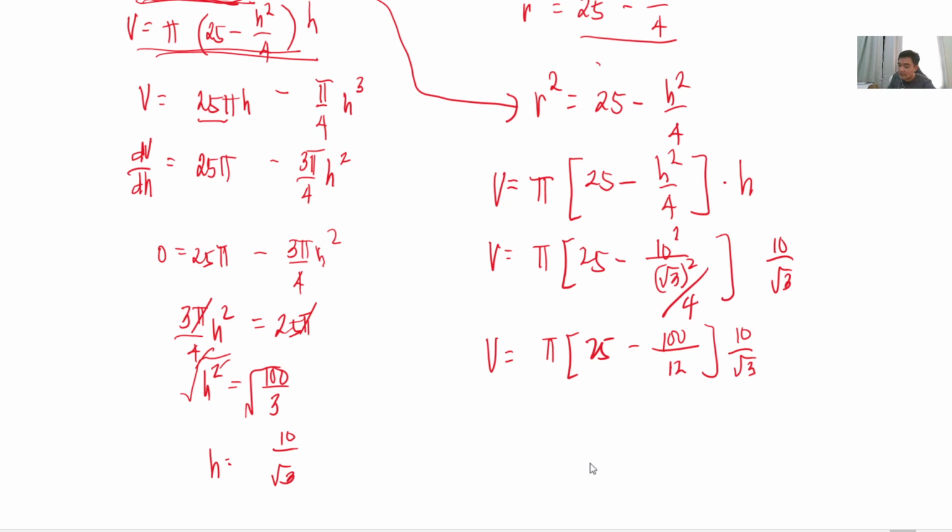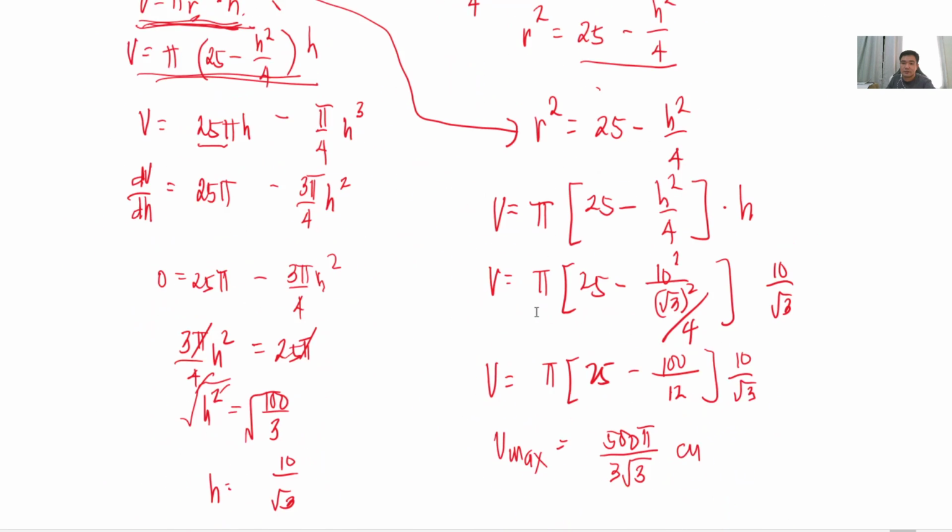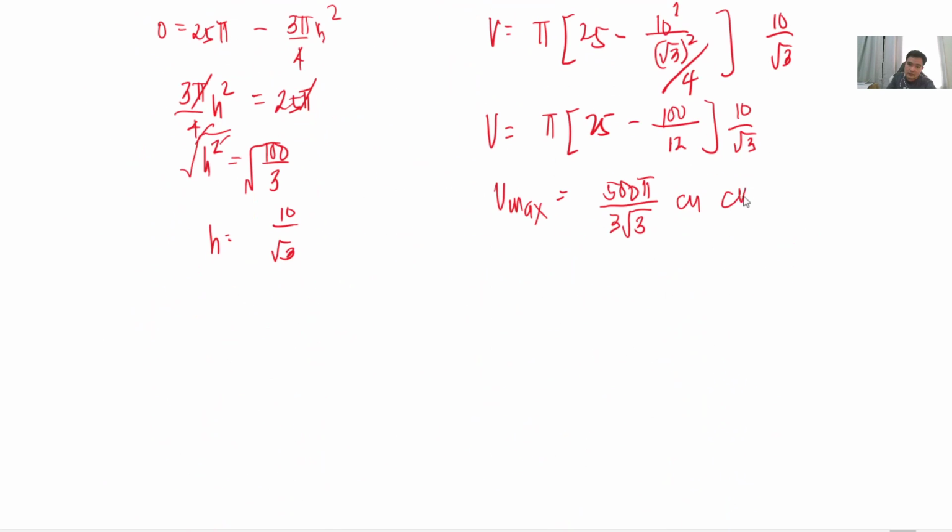If you are going to use your calculator, this will give us the maximum volume, which is 500 pi all over 3 square root of 3 cubic centimeters. Okay? So, ganun lang siya. Mahirap ang maxima minima. Ang kailangan nyo lang talaga is keep solving. Solve, solve, solve. Yes?